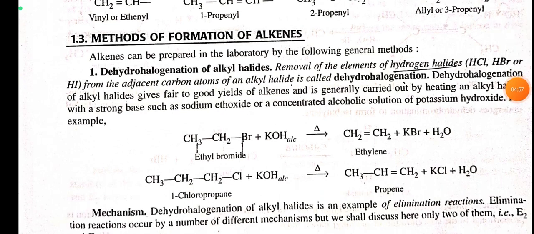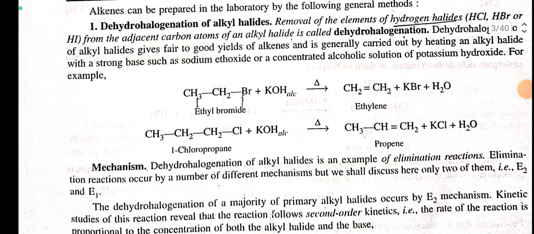Methods of formation of alkenes. Alkenes can be prepared in the laboratory by the following general methods. Dehydrohalogenation of alkyl halide. Removal of the elements of hydrogen halide from the adjacent carbon atoms of an alkyl halide is called dehydrohalogenation.